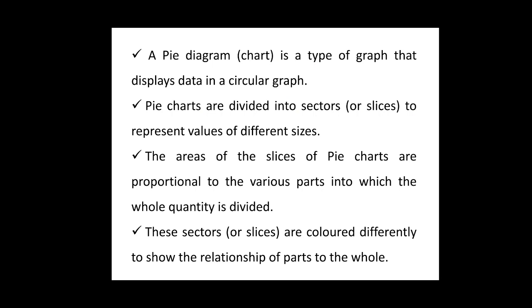Students, a pie diagram, also known as a pie chart or a circular diagram, is a type of graph that displays data in a circular graph. Or, in other words, we can define it as a circle divided into various segments or parts, and those segments are called sectors or slices, which show the percent values of a set of data series.